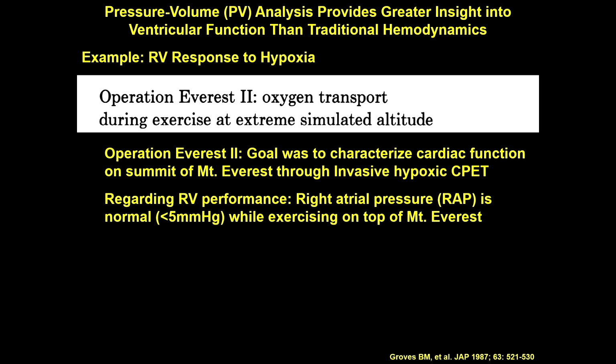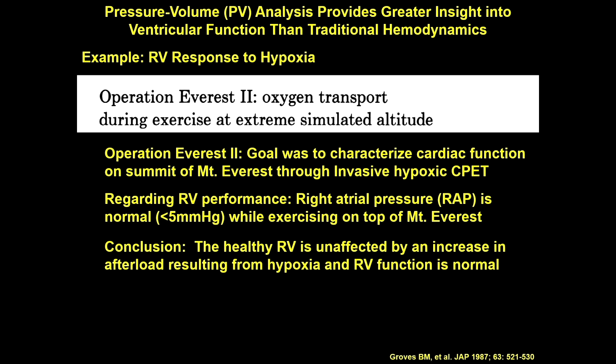What they did was they performed invasive hypoxic CPET tests to better understand how the left and right heart function. And regarding the right heart, they concluded that right atrial pressure is normal while exercising on top of Mount Everest. So the implication here is that the RV is unaffected by an increase in afterload. That has relevance to the ICU. The increase in afterload resulting from hypoxia and RV function is normal under these types of hypoxic scenarios.